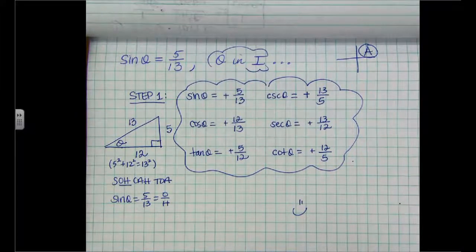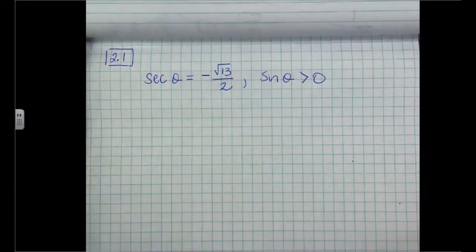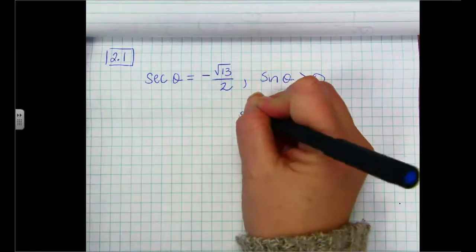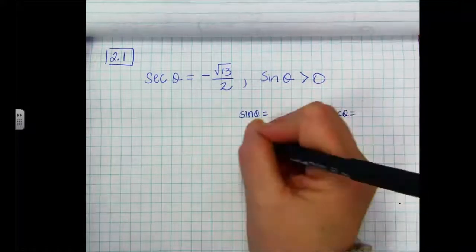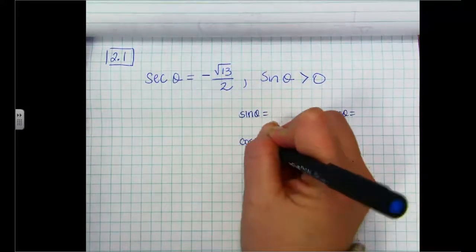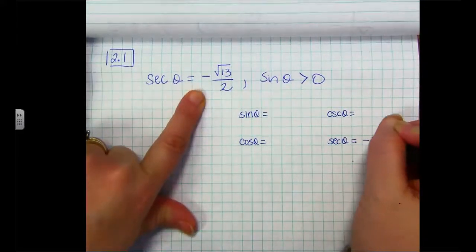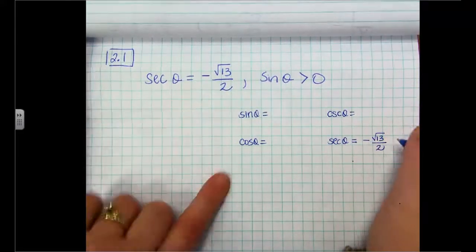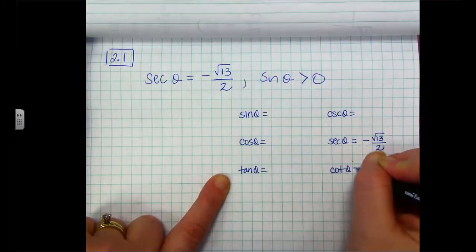All right, let's do one more that's maybe a little more complicated because you have to do more work, and we have square roots in there. So here we have secant theta is negative root 13 over 2, and sine theta is greater than 0. Okay, first thing I'm going to do is write down all of my trig function values with their reciprocals next to them. So sine cosecant, cosine secant. They gave me that secant value, so I'll fill it in right away so I can get at least 1 point. Tangent and its reciprocal cotangent.